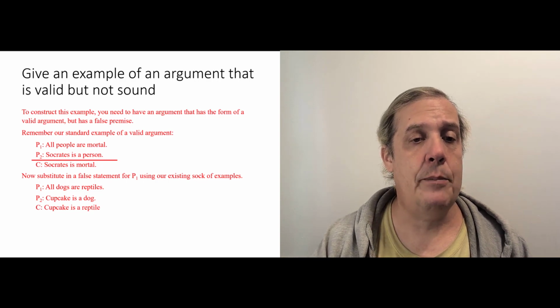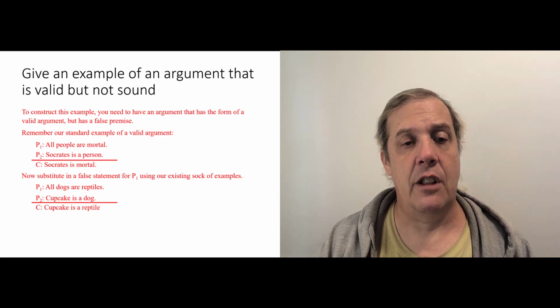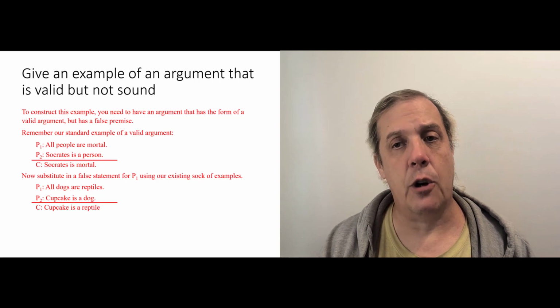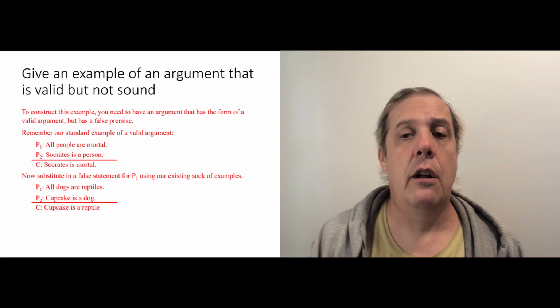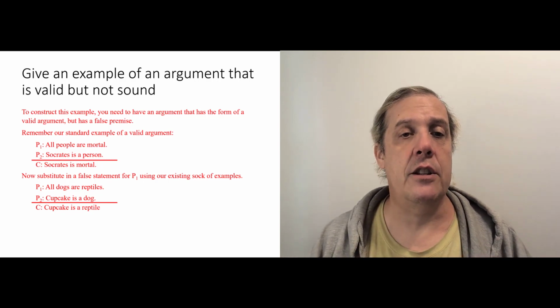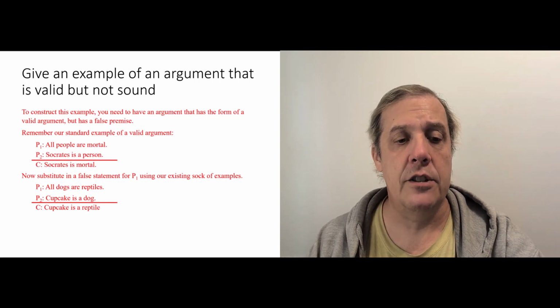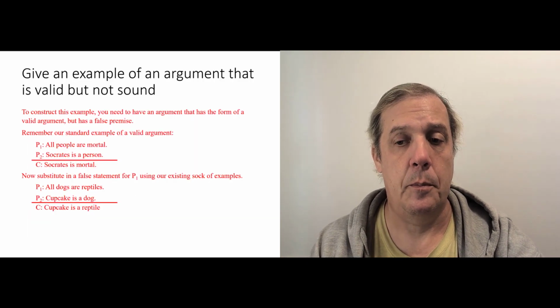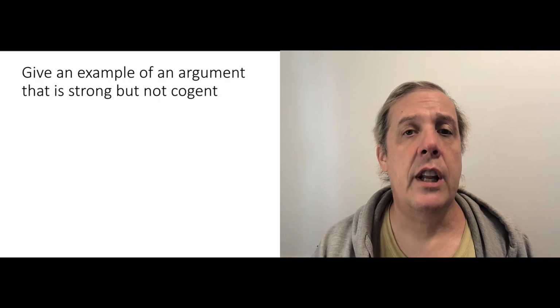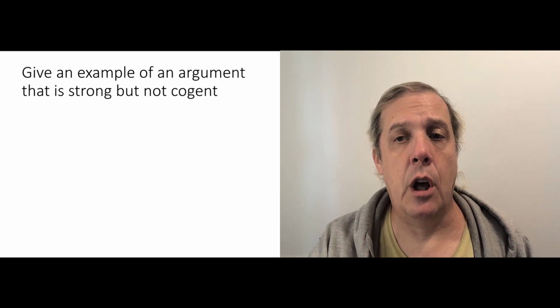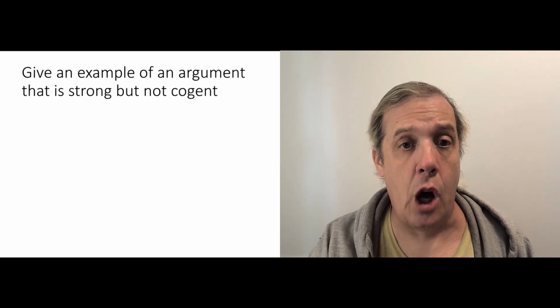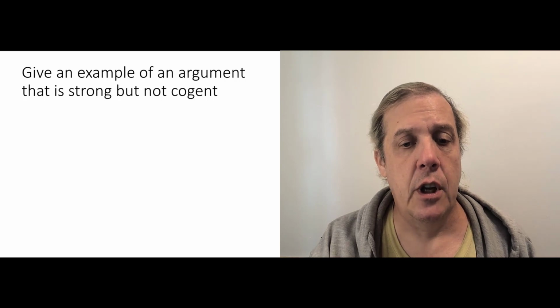So all dogs are reptiles. It's a false statement. And then we say Cupcake is a dog, therefore Cupcake is a reptile. That is an argument that is valid but not sound. So the next thing you want is an example of an argument that is strong but not cogent.